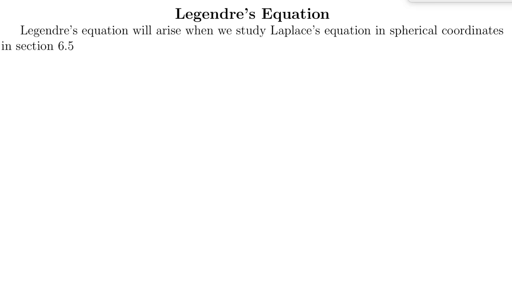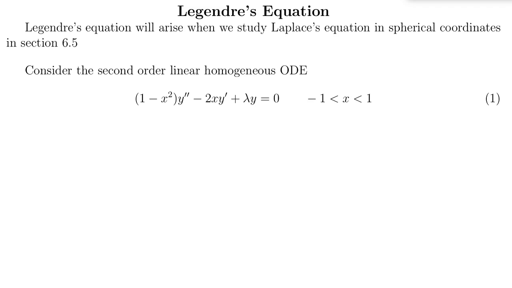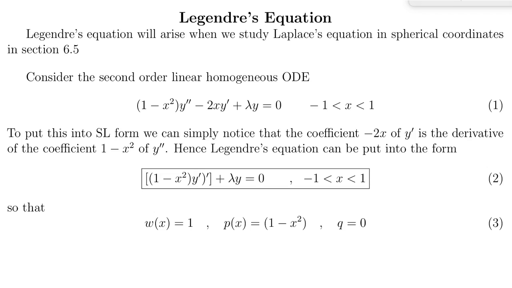So Legendre's equation, here it is, it's given in equation 1. And the first thing we need to do is put it in Sturm-Liouville form. And you'll notice to do that, there's a simple procedure. Notice that the coefficient minus 2x of y prime is the derivative of the coefficient 1 minus x squared of y double prime in equation 1. And so the first two terms combine into a single term, shown in equation 2. And we have the Sturm-Liouville form of Legendre's equation with w equals 1, p equals 1 minus x squared, and q equals 0.